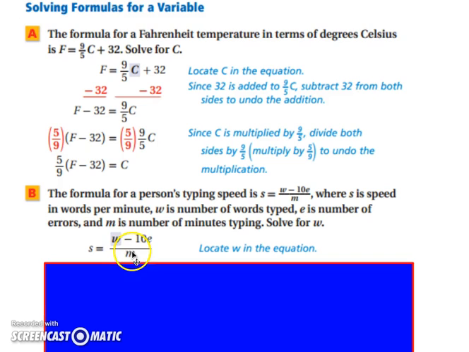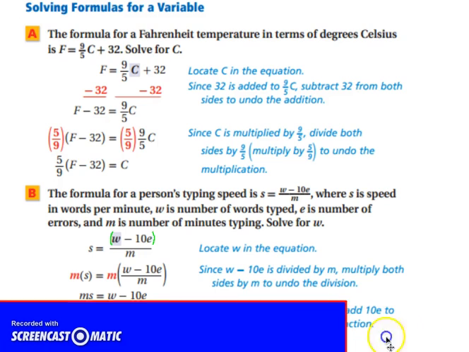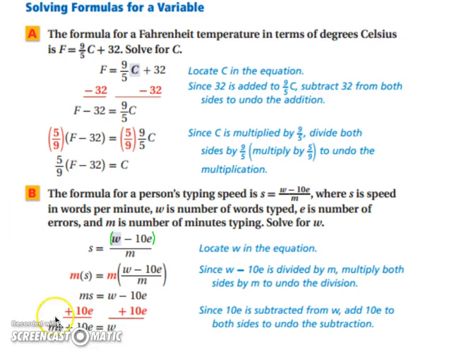So let's start by getting rid of the fraction, because it's like this whole thing is in parentheses. Because remember, if you're looking at the top of a fraction, it's assumed to be one clumped value. So we want to start with what's outside of parentheses first. So we're going to multiply both sides of the equation by M, leaving you with MS equals W minus 10E. Well, we still want to get W by itself. So now we can add 10E to both sides. And when we add 10E to both sides, we end up with MS plus 10E equals W.